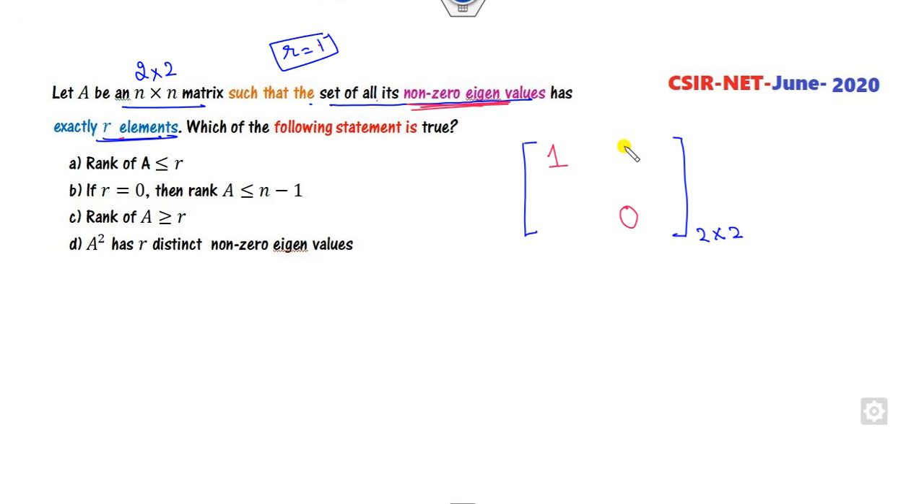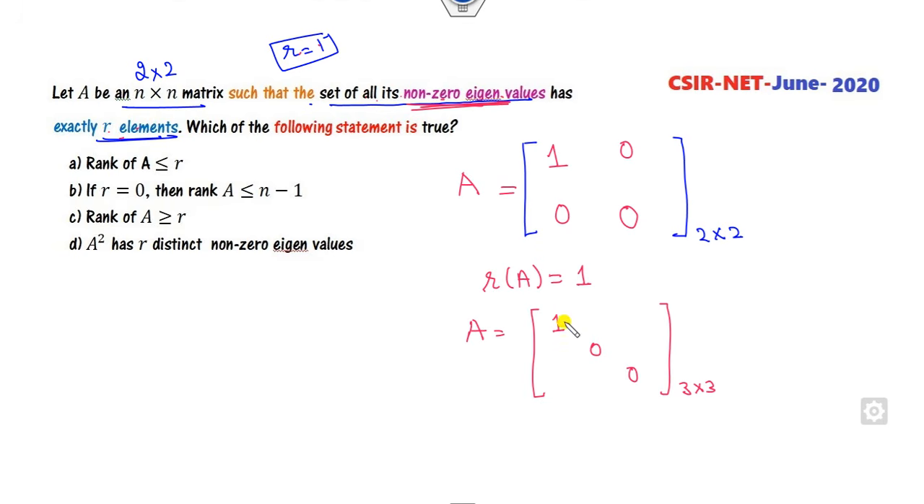Fine. So if I consider this as again 0, this is my matrix A which satisfies this property. What is the rank of this matrix? Rank is 1. Okay, but he said less than or greater than. Fine. What will happen if I consider a 3 cross 3, because in this case less than 1 also satisfies greater than. So let's say R is 1, a 3 cross 3 matrix has 1 here, and the rest are 0. So this is the set of all its non-zero eigenvalues having exactly R elements.